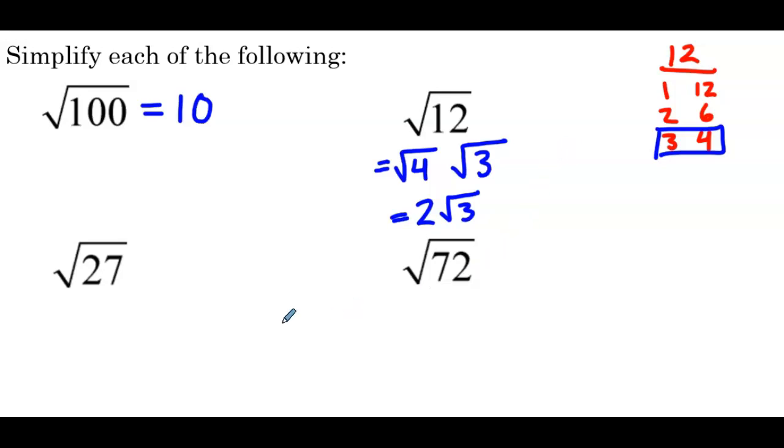So let's look at the next example, which is the square root of 27. Again, we'll start by listing the factor pairs of 27. So we have 1 times 27, 3 times 9.